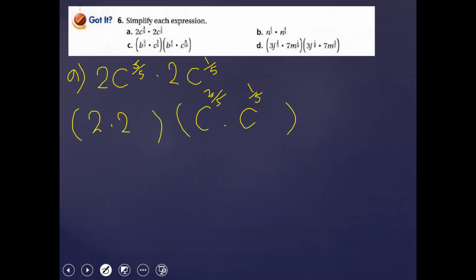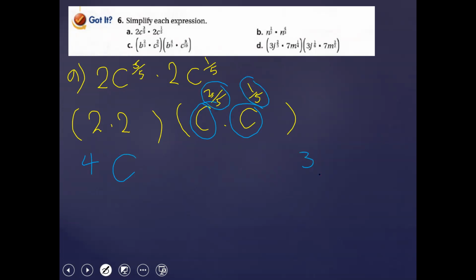Now, after that, I will multiply the coefficients. 2 times 2, as you know, the answer is 4. And here, before multiplying, I will ask myself, can I multiply these two variables? Do they have the same base? Yes, so I can multiply them. I will choose one variable, which is c. Then I will add the powers.